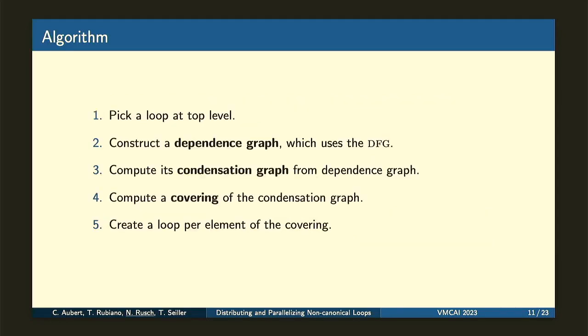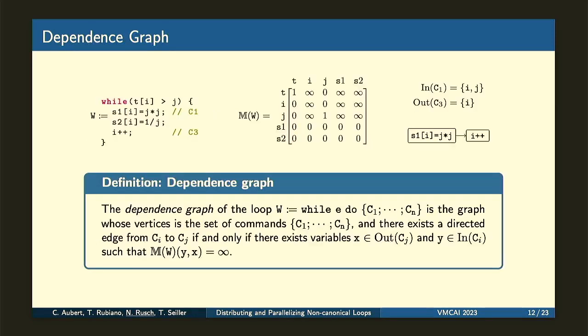So in our actual algorithm, which we present in the paper, you're going to have a DFG, which you have computed, and the algorithm proceeds as follows. You're going to build a dependency graph. Then you build a condensation graph from that, and then you compute the covering. And the covering gives you the way to split into the loops. So I'm going to explain these in a little bit more detail.